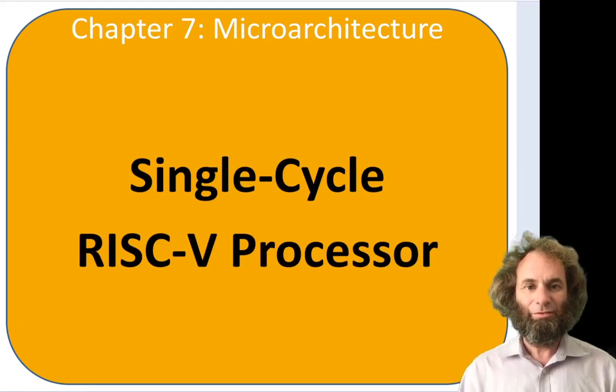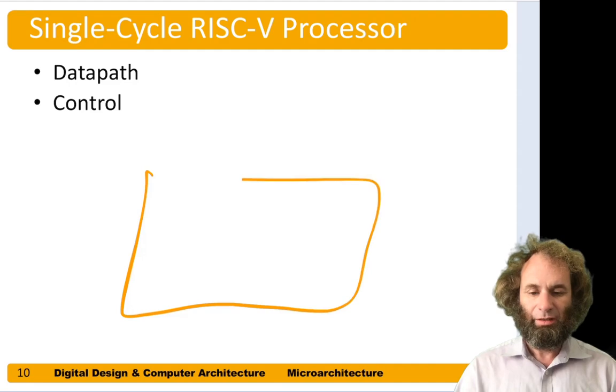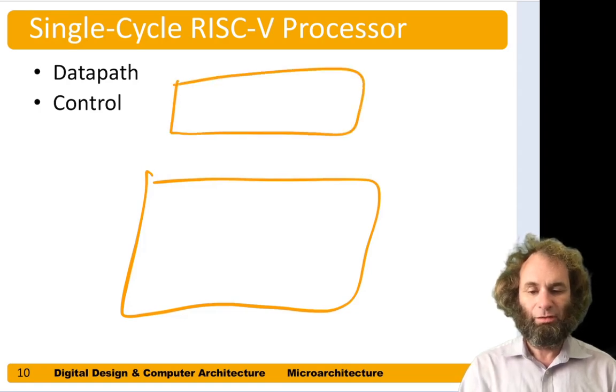Hello! In this video we'll talk about the single cycle RISC-V processor and in particular implement the data path for the load word instruction. So we're going to break our processor into a data path that operates mostly on 32-bit words, the machine word size for our computer, and then a controller that receives the instruction and based on that sends back control signals to tell the data path what to do.